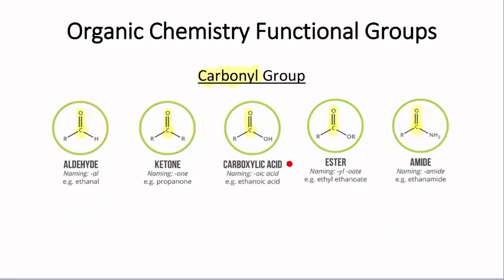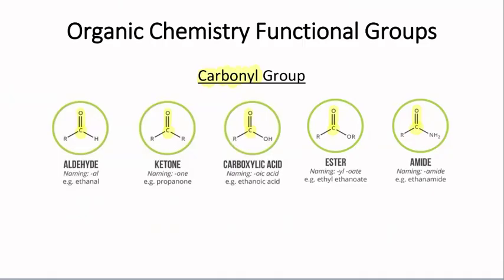The next functional group is called carboxylic acid. In a carboxylic acid, we have a carbonyl group connected to an OH group on one side of the molecule. It doesn't matter if it's on the left or right. The R group could be a hydrogen or it could be a carbon chain.